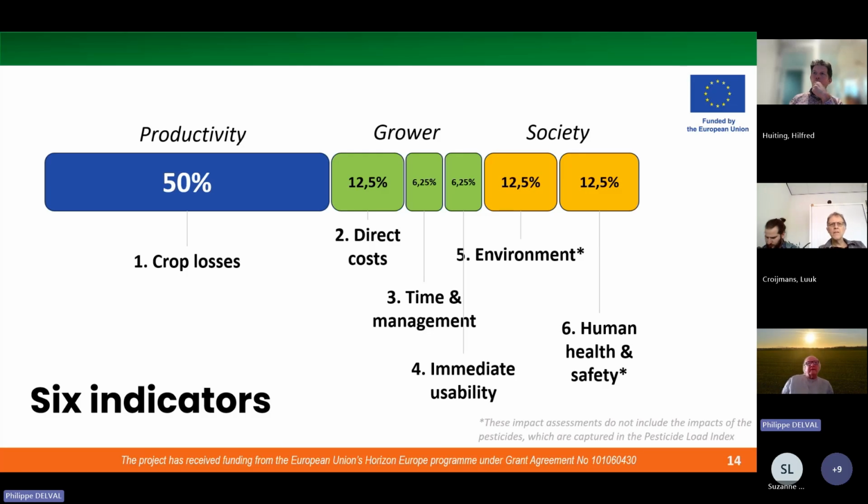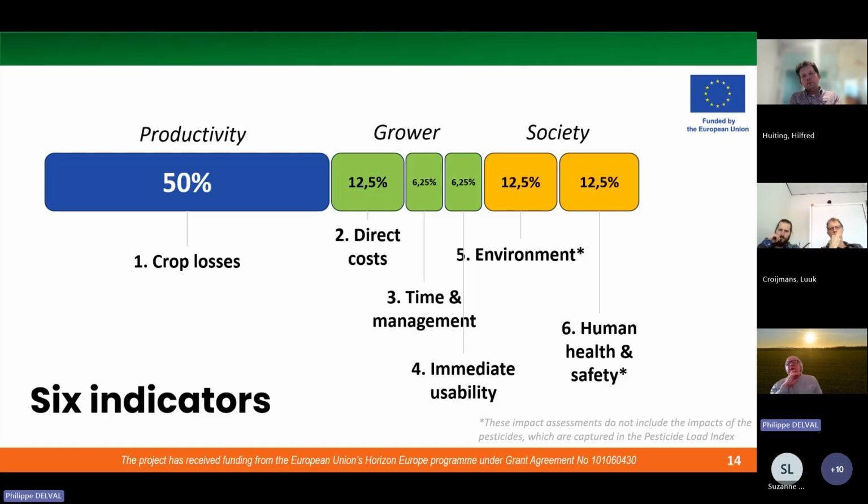So for these 6 indicators, you have the first represented by crop losses, the production, the productivity. You have another for the grower: the direct cost, time management, and the usability. But it's evaluated by the experimentators, and at the end, the classification for environment and human health and safety.